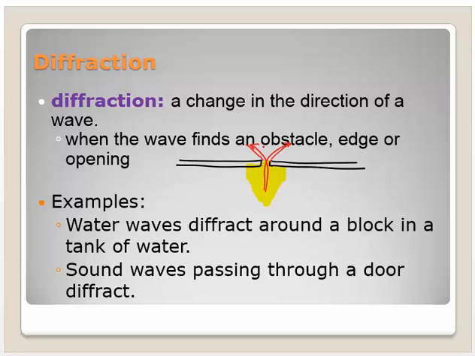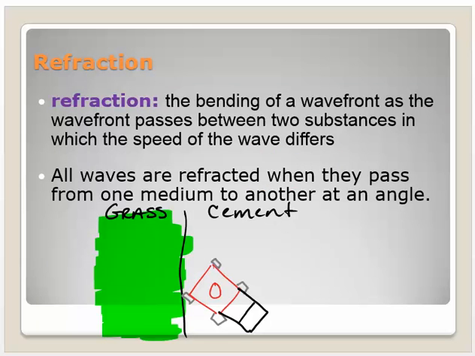Water waves diffract around a block in a tank of water. Sound waves passing through a door diffract. If someone was standing over here, and there's their ear, and someone was talking right here, so let's put a set of mouth. Here's a mouth. There's some teeth. All right, and they're talking. Well, how does this person hear them? Well, the sound waves come through the door, and they go around the corner. All right, they diffract.